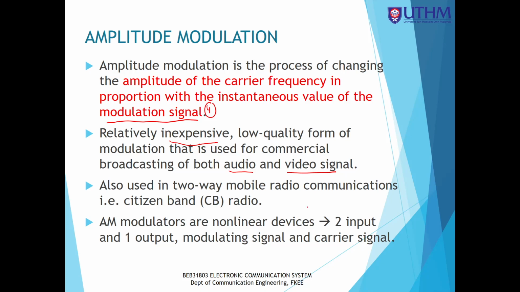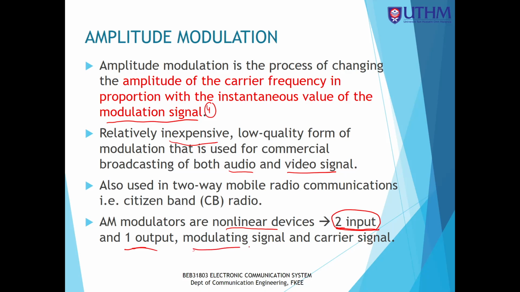So actually we can transmit video signal using AM, no problem. AM is also used in two-way mobile radio communications such as citizen band radio, CB radio. AM modulators are non-linear devices. You have at least 2 inputs and 1 output. What are the 2 inputs? One input is the message and one is the carrier. At least you need to have 2 inputs, and you produce 1 output.